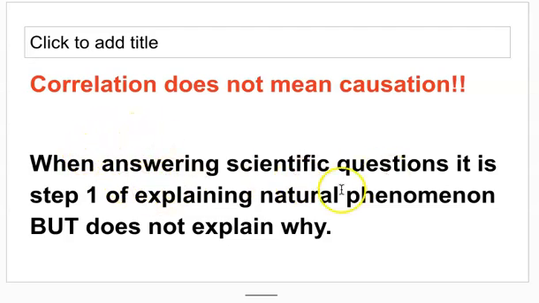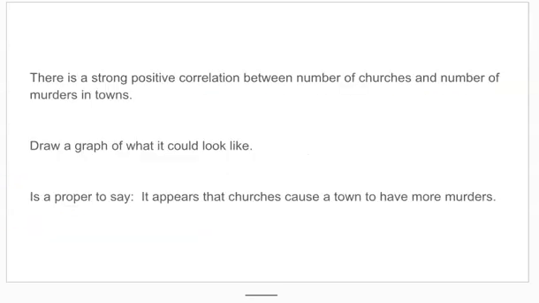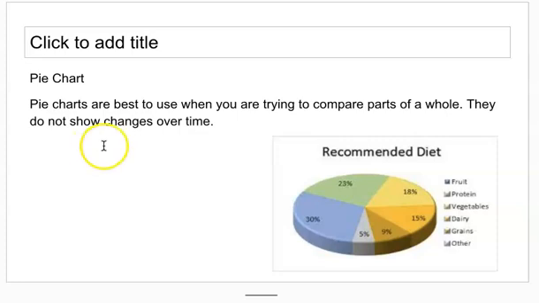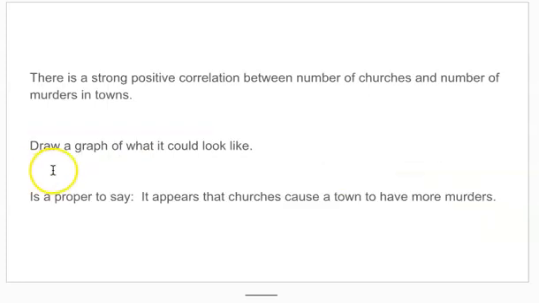So when answering scientific questions, it's step one of explaining natural phenomena, but it doesn't explain why. It doesn't explain why. So you'd have to take the study one step further. All right, so let me give you an example of how this can be misrepresented when looking at studies.